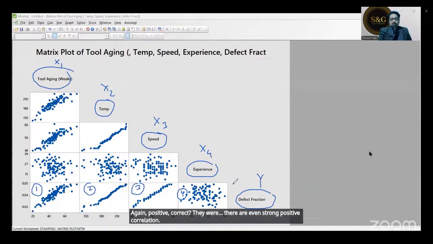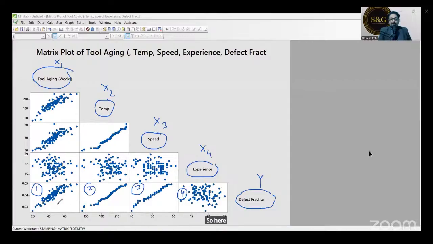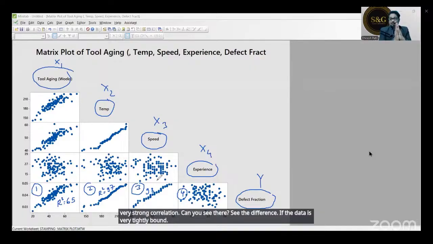So if I have to check the R square value, here it would be maybe around 65. Here the R square will be 97. Here also R square will be around 98. Very strong correlation. Can you see the difference? If the data is very tightly bound, then the R square is very strong.